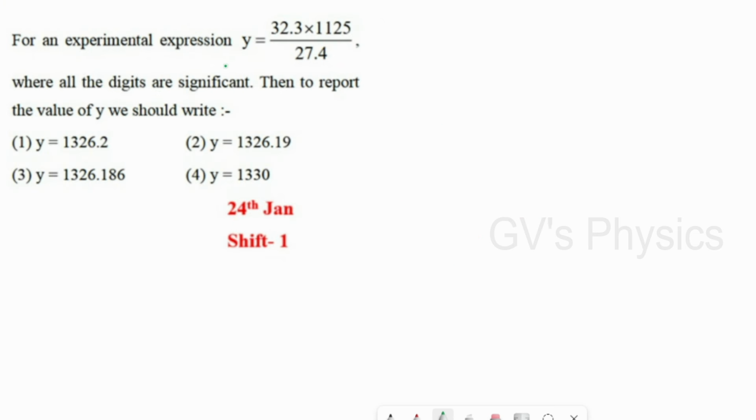Next question. For an experimental expression, they have given the equation where all the digits are significant. Then to report the value of y, we should write. First, to handle this question, we have to write the significant figures for all the values. 32.3 has 3 significant figures. 1125 has 4 significant figures. Again 27.4 has 3 significant figures. So in the question, the least number of significant figures is 3. So in the answer also, the number of significant figures has to be 3 only. You can check the options. Only in option 4 you have 3 significant figures. So option 4 is the right answer.